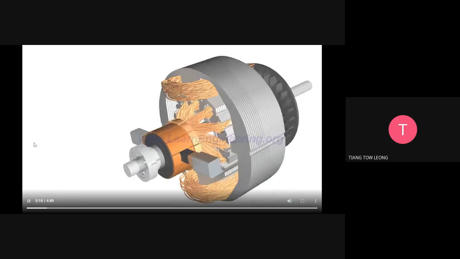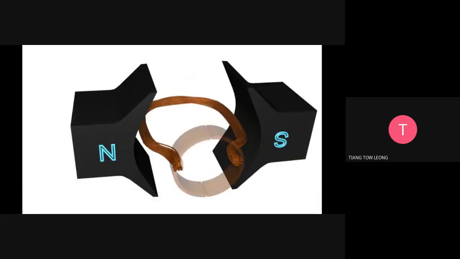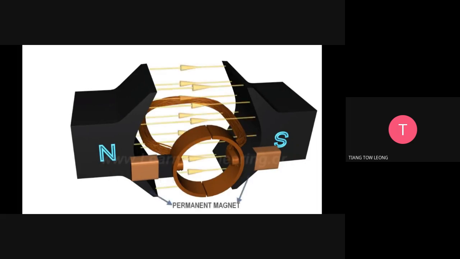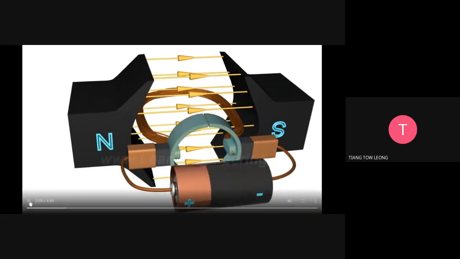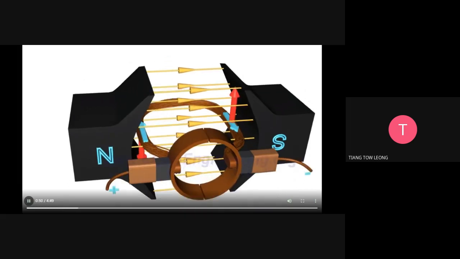Let's first start with the simplest DC motor possible. It looks like this. The stator provides a constant magnetic field, and the armature, which is the rotating part, is a simple coil. The armature is connected to a DC power source through a pair of commutator rings. When the current flows through the coil, an electromagnetic force is induced on it according to the Lorentz law, so the coil will start to rotate.